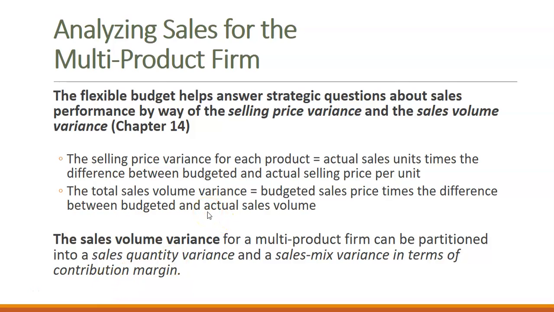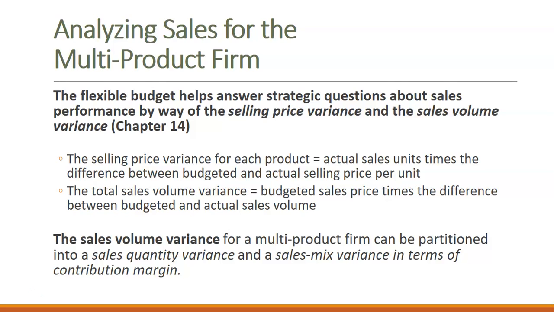The other variance analysis that we look at in Chapter 16 is breaking down the sales volume variance. So we break it down into a sales quantity variance and a sales mix variance. And we look at those variances in terms of contribution margin. So in Chapter 14, we have the sales volume variance and our flexible budget.